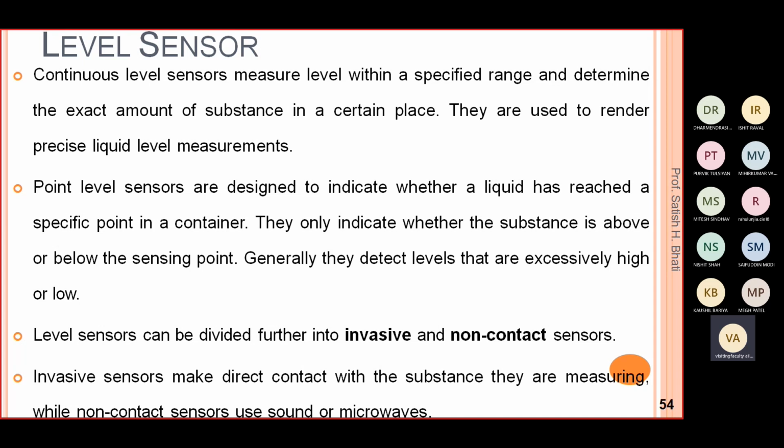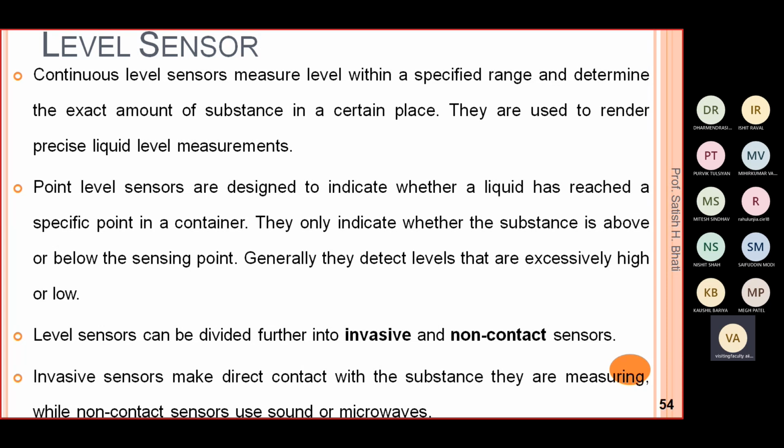So they are not giving the exact level inside the container. They just tell you that at this level the material is not there, so your material has not reached that point. So point level sensors only indicate whether the substance is above or below a sensing point, right? Generally, they detect levels that are excessively high or low, so just to find higher or lower, below or upper. That kind of binary, two-condition output it will give you.